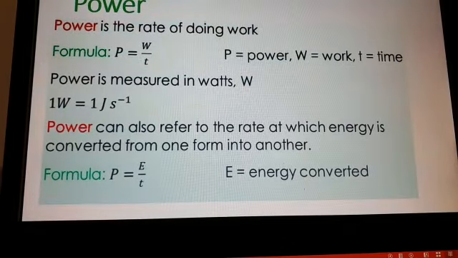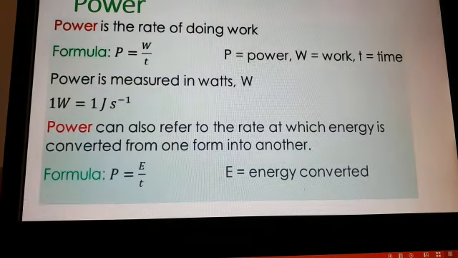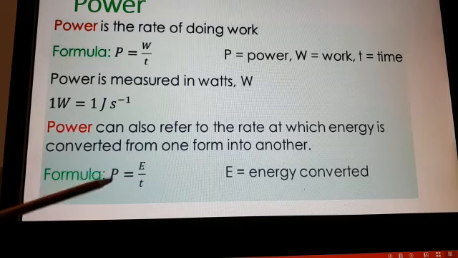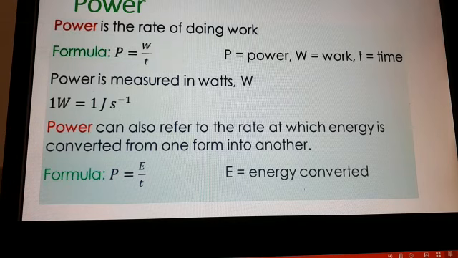Now, what do you mean by power? Power is the rate of doing work. Here is how to calculate power: power is equal to energy transferred or work done divided by time. Here P is power, W is work done, and T is time. Power is measured in watts. The unit of power is the watt. 1 watt is equal to 1 joule per second. Power can also refer to the rate at which energy is converted from one form to another. So the formula is P equals E divided by T, energy transferred divided by time. This is about work.